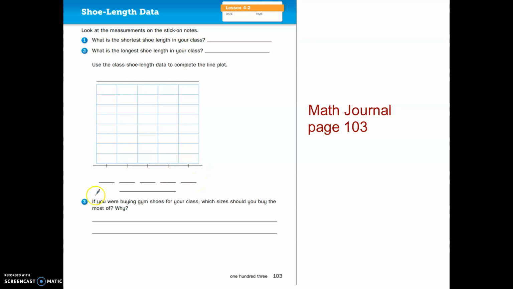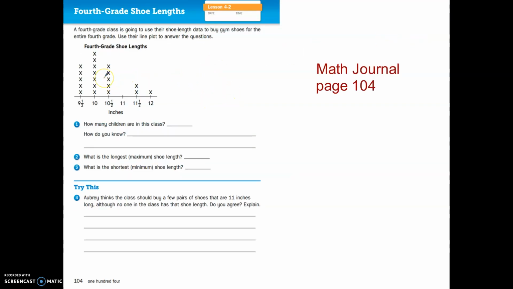Okay, and down here, if you were buying gym shoes for your class, of course you're not going to think class, you're going to think family. All right, and this right here would be inches, and here would be some of the lengths that you got when you measured your family's shoes. Here is a line plot that's finished for 4th grade shoe lengths. All right, the data is above it. Each X means 1. So you can go ahead and answer these questions, and it is going to be class because this is a 4th grade class, not a family of shoes.